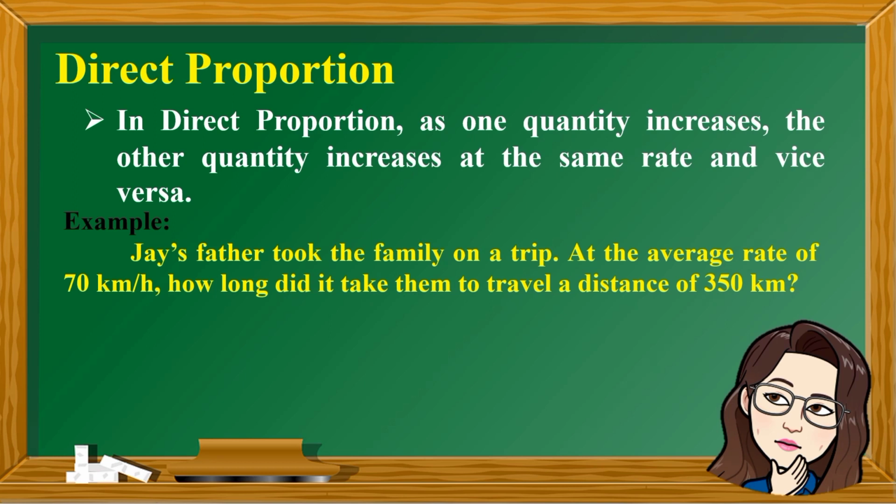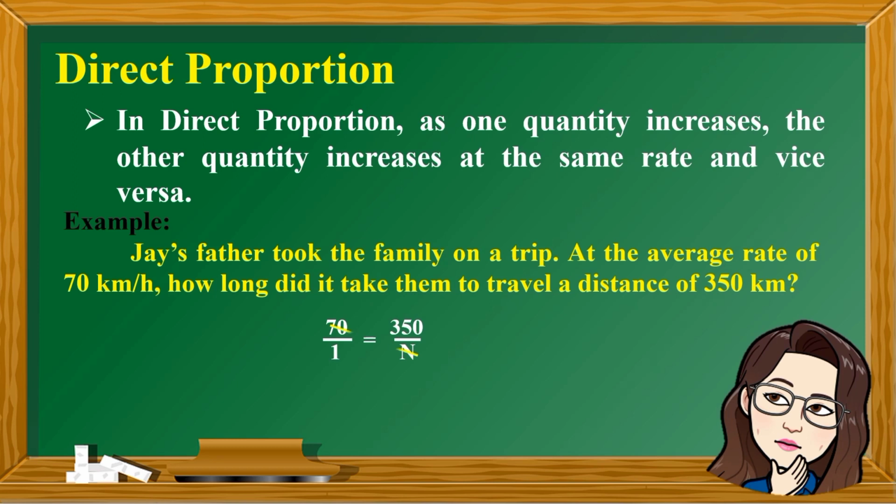The given ratio is 70:1. The second ratio is 350 is to n. We write the two ratios as a proportion. 70:1 is equal to 350 is to n. Using cross multiplication or by multiplying the extremes and the means will give us the same answer. Let's use the cross multiplication method.